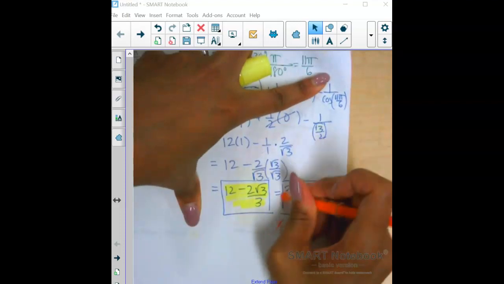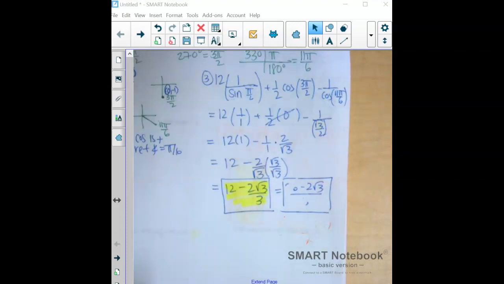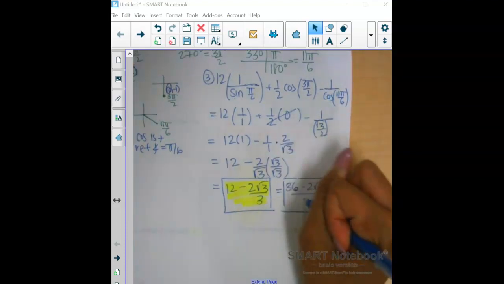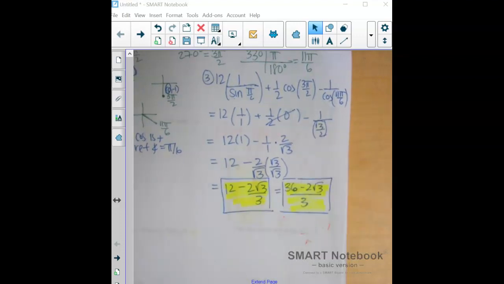So what I'm going to do is I'm just going to leave it as 36 over 3. Ignore the part that I did at the bottom. And this would be your answer. 36 minus 2 square root 3 over 3. That would be your answer.